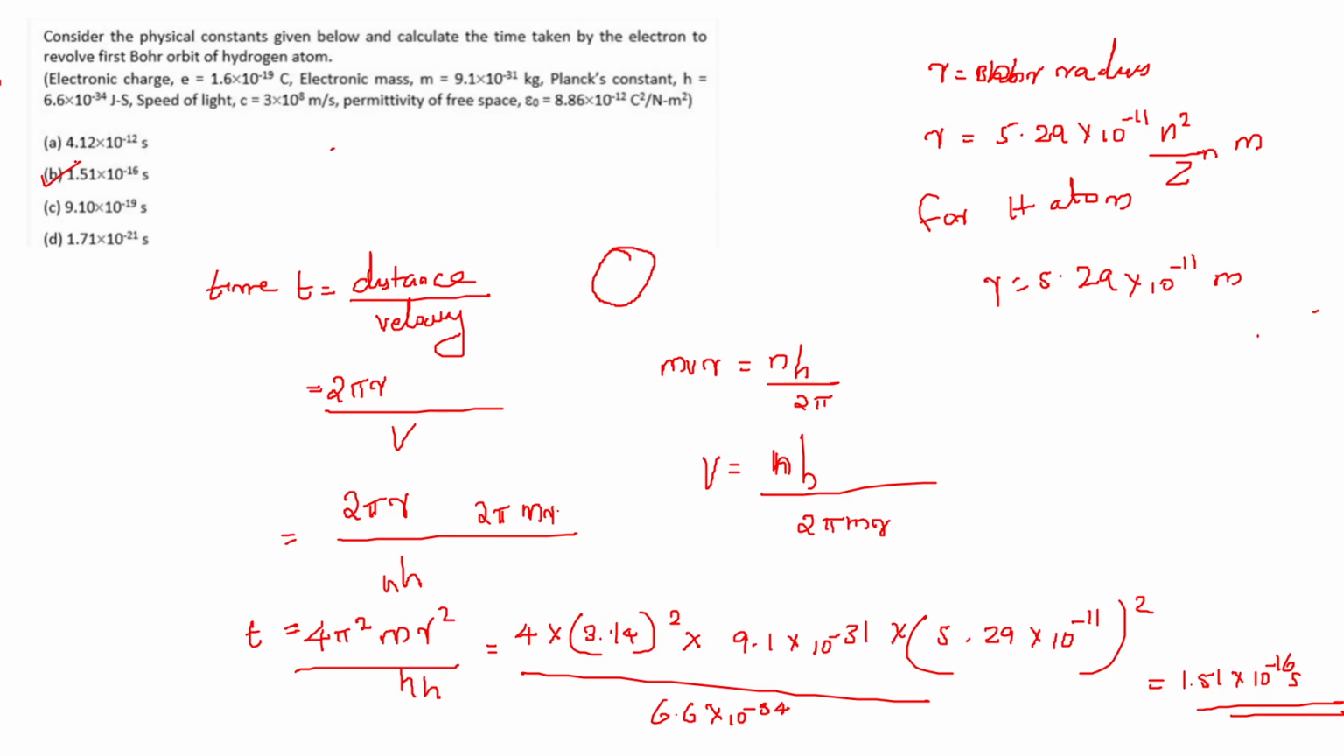So this is a very simple problem, you just have to use the basic formula, time is equal to distance by velocity, and you have to use the formula for the Bohr quantization and the normal distance formula from the circumference of the circle. Then just substitute the physical constants whatever they given, and if you know what is the Bohr radius, then you will get the answer of this question.